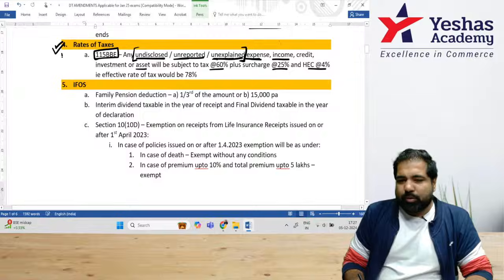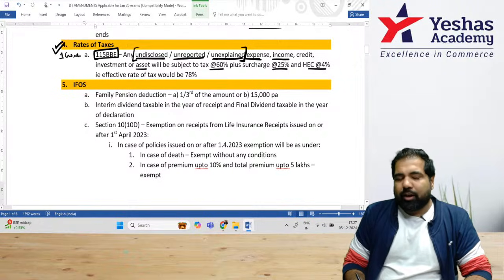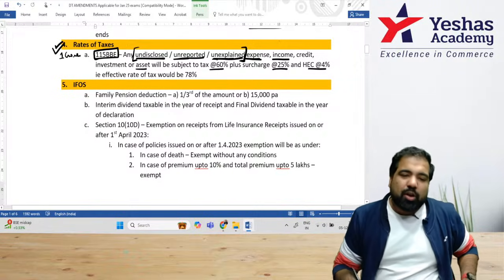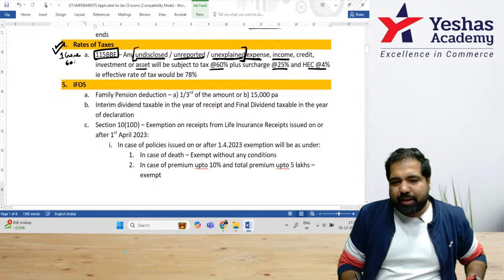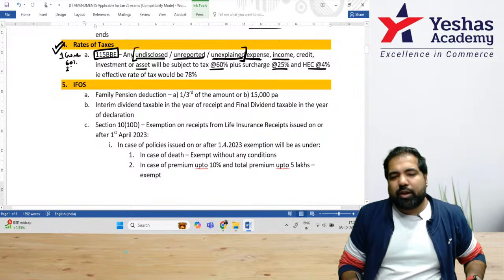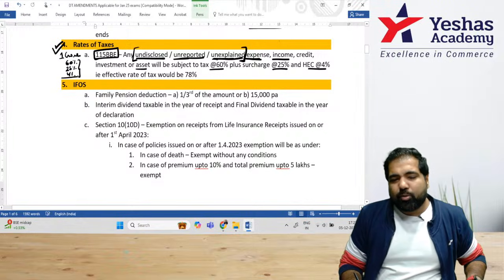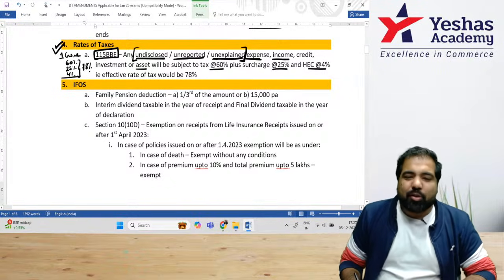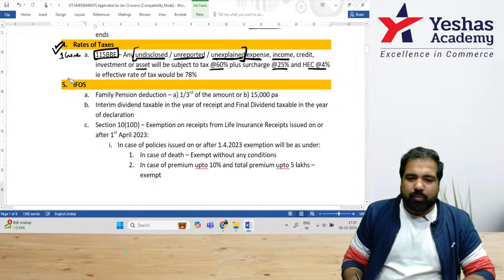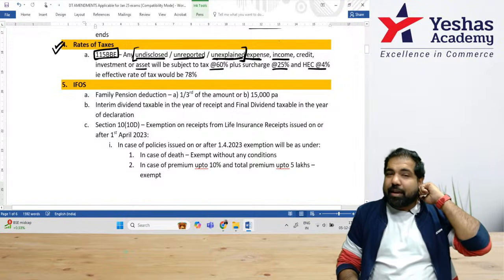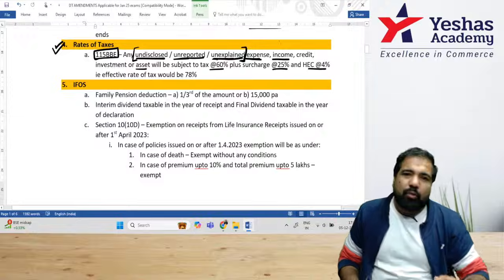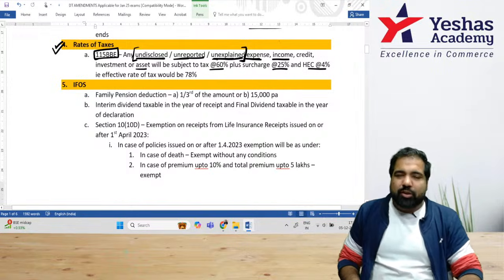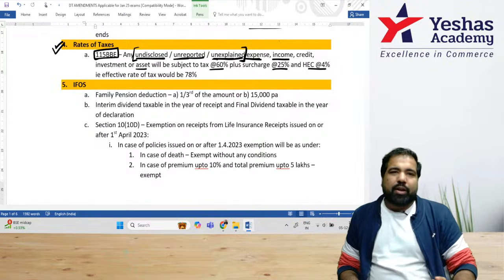So let's take an example. You had 1 crore worth of income or expense which you did not explain. On that, you have to pay 60% basic tax, plus 25% surcharge, plus 4% HEC, which roughly works out to be 78%, which is a mind-blowing 78 lakhs you'll have to pay to the government because they caught you hiding your income. But guys, don't worry, this can be explained also. If you explain with a good reason how you got this money or that asset or investment, then they may not tax you.